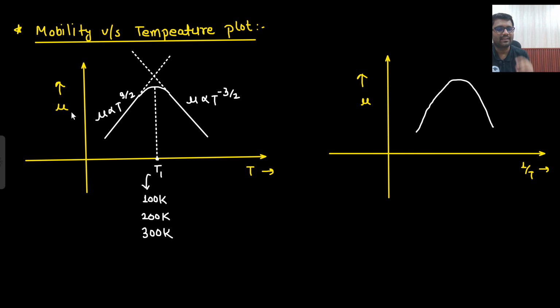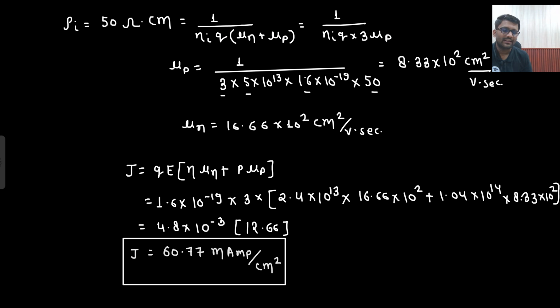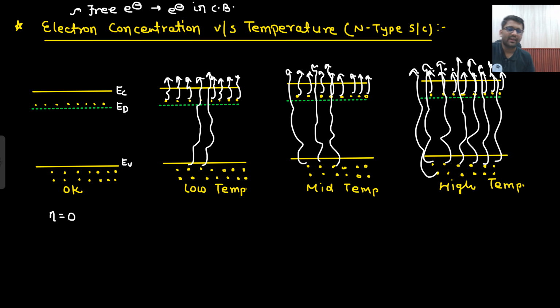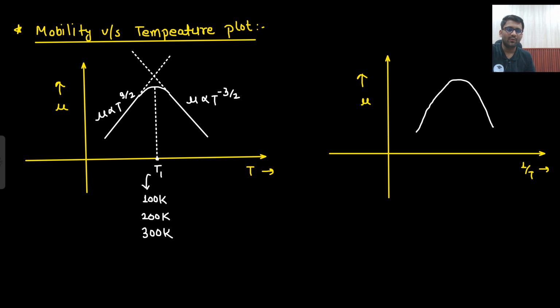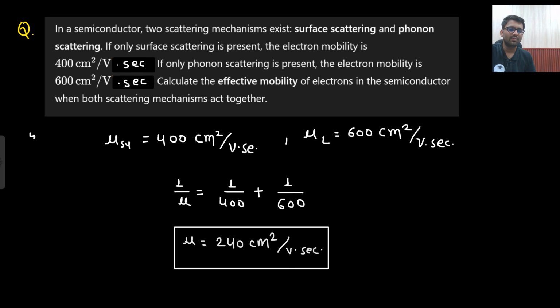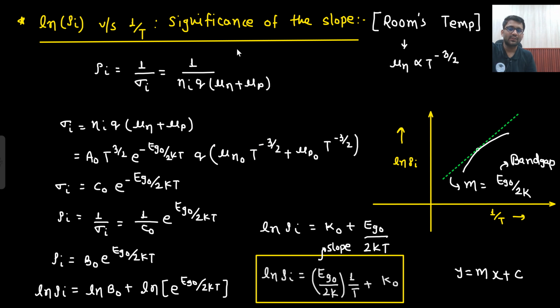So here I did not say whether it is intrinsic or extrinsic, but for electron concentration, here I said that it is n-type, right? Here I said that it is intrinsic. So here I have to differentiate between intrinsic and n-type, but when it came to mobility, I do not have to differentiate. Then I came to conductivity. So in conductivity, here we talked about intrinsic. This was also about intrinsic only. Ln rho i. Rho i means intrinsic only. So everything is going for intrinsic only as of now in this particular scenario.